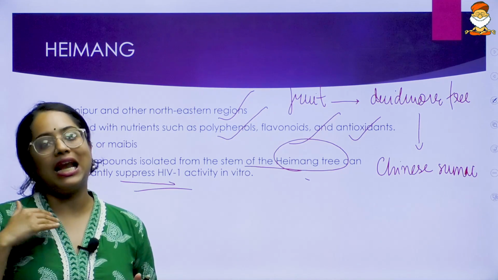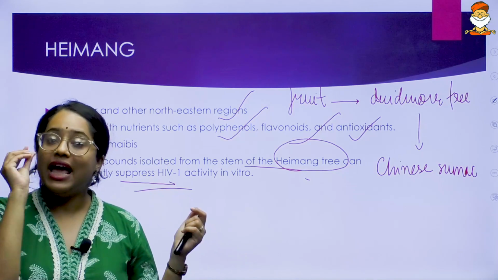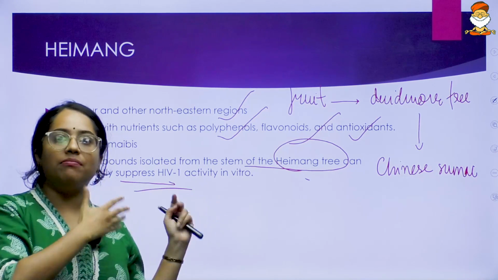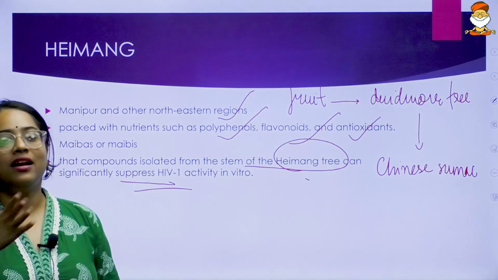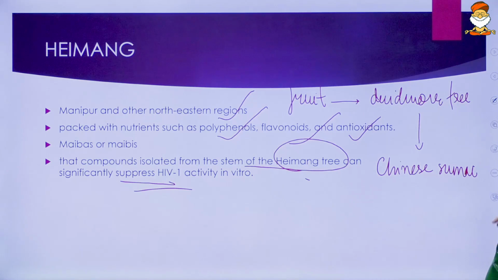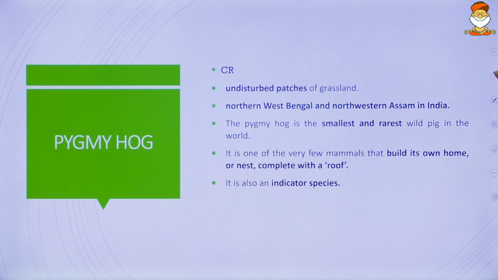So I want you to understand that the Haymang tree is a deciduous tree. Haymang is actually the fruit of it, otherwise called the Chinese sumac. It's there in Manipur and other northeastern regions. The reason why it was in the news is because of this anti-HIV feature of it.